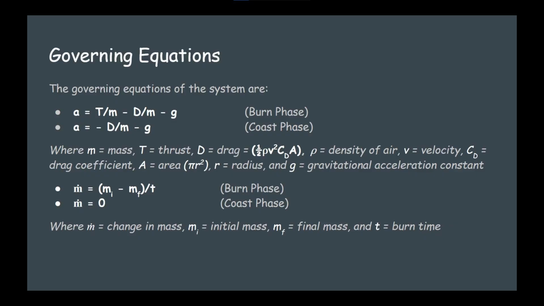There are two different equations for both acceleration and mass flow rate. This is to represent the two different phases of flight. First is the burn phase when thrust is acting on the rocket. This is followed by the coast phase when the motor has burnt out and there is no thrust being applied.